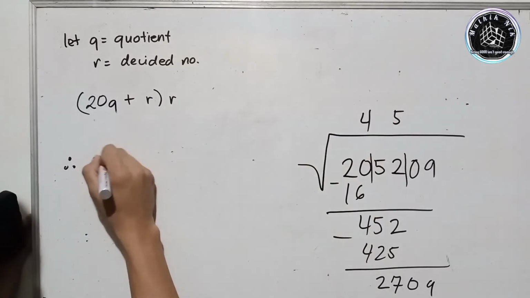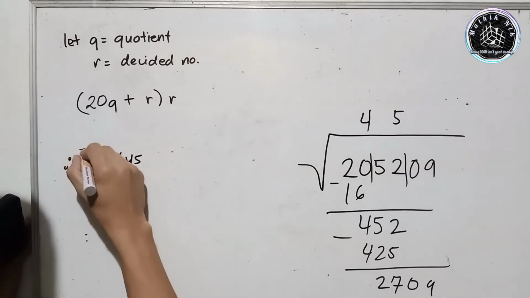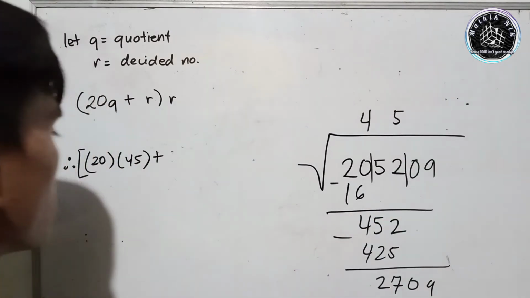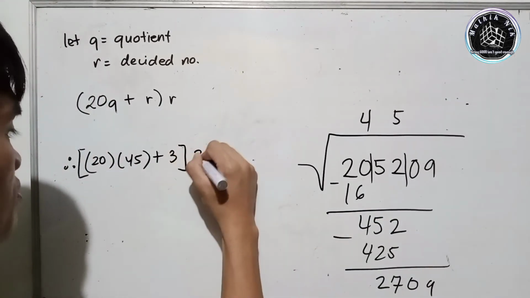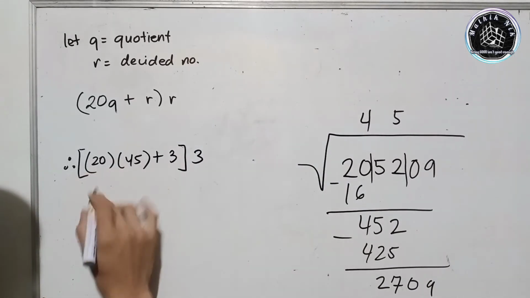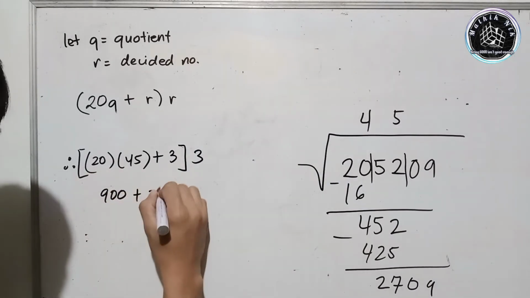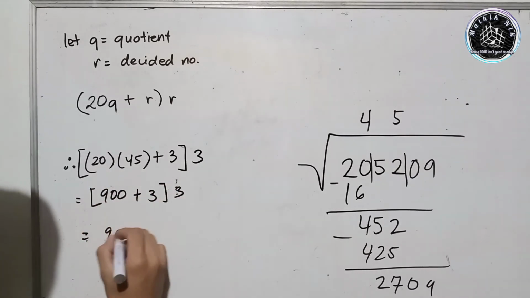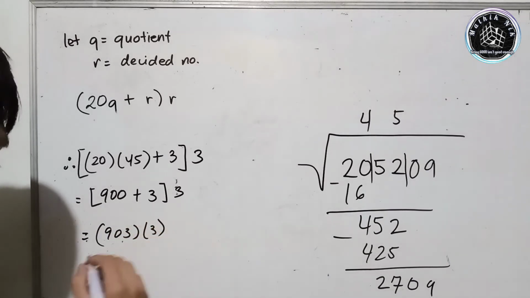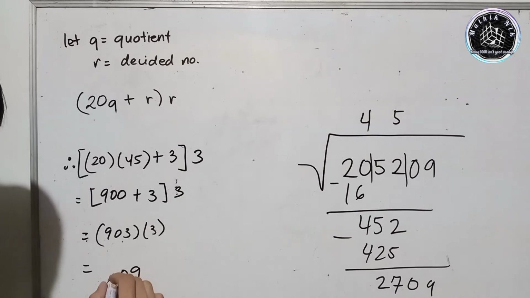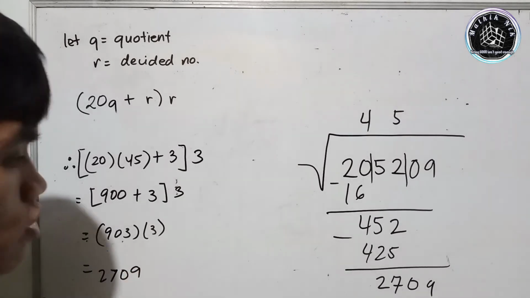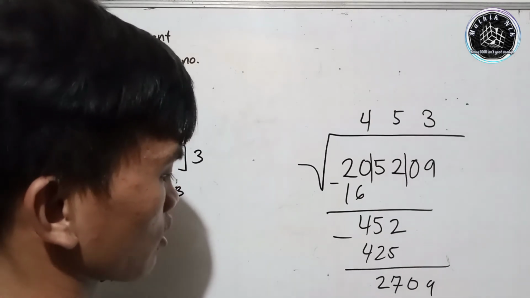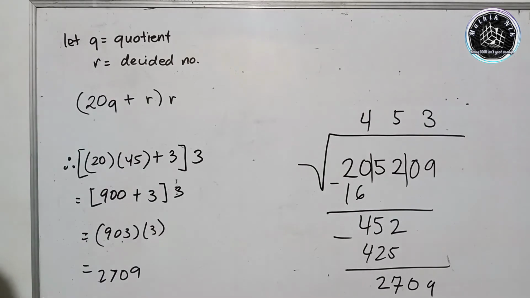20 times the quotient, which is 45, plus the decided number, which we can say is either 3 or 7 if it is a perfect square. Let's say 3 times 3. So 20 times 45 is 900 plus 3, so 903 times 3 is 2709. So it is equal. So the answer is 3. So 27,009, it is a perfect square since the remainder is 0.